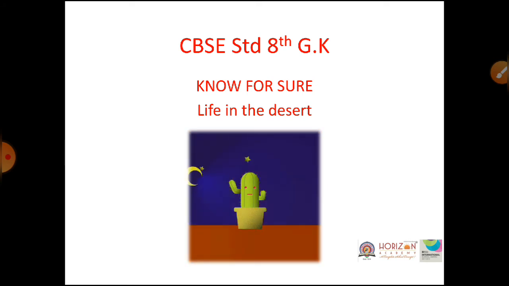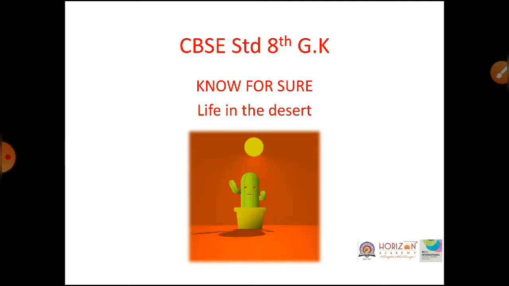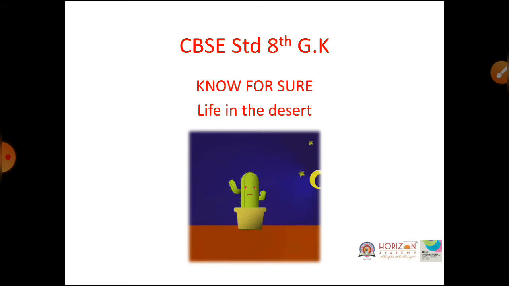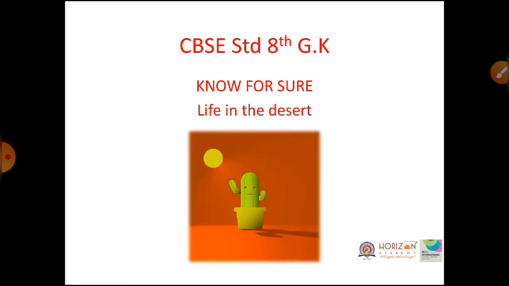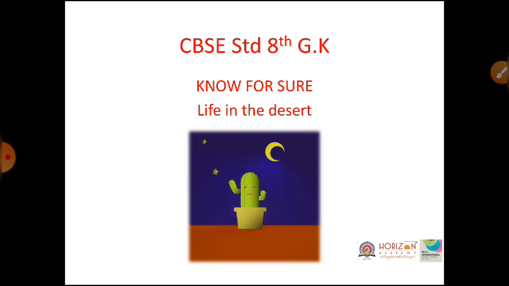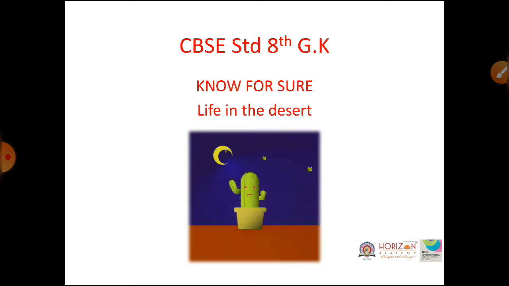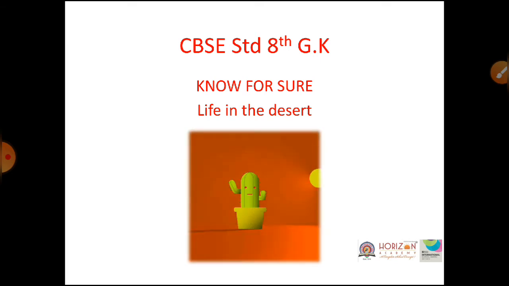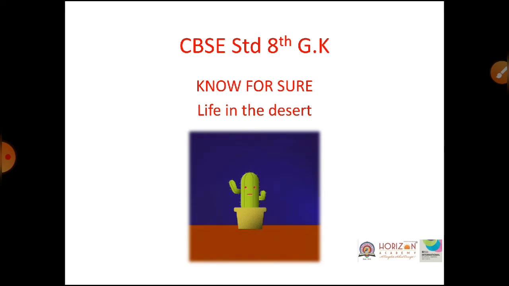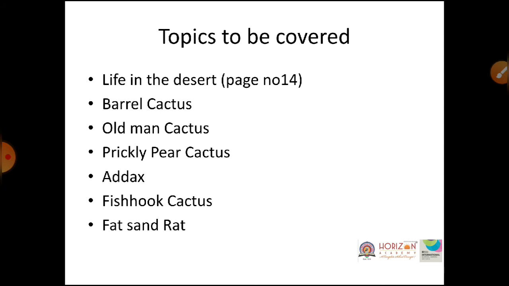As you all know, the desert has a very hot climate during the whole year, and there is also a lack of water in that area. Therefore, for surviving in such harsh conditions, plants and animals which live in that area have developed special body features. So they have adapted to live in those areas. We have already seen the adaptation lesson in the previous class. Now let us start. These are the topics which we are going to cover in this lesson.